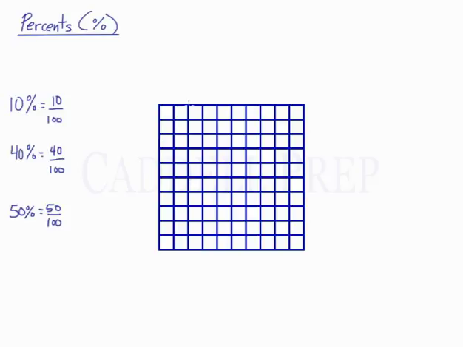Alright, so let's use this to represent these. Okay, here I have a 10 by 10 square. Altogether there are 100 smaller squares here. So I'm going to represent 10% with green. So if 10% is green, then out of this square of 100 small squares, I'm going to color 10 of them in green. So this represents 10% of the entire shape here.